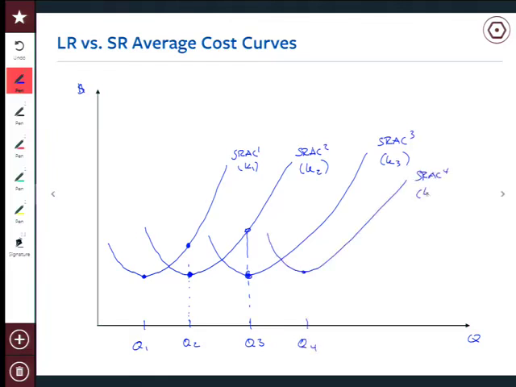You guys are paying attention. I love stuff like that. Really, man? You're going to draw another average cost curve? Nothing makes me more excited.